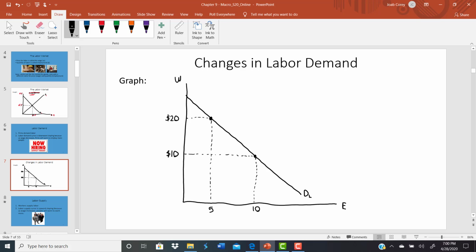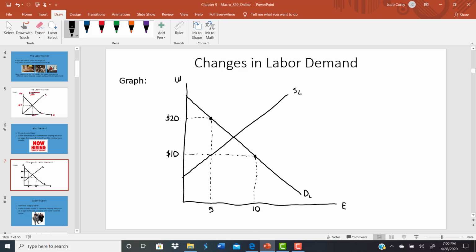So the quantity of labor being demanded when the wage is $20 an hour might be 5 individuals. The quantity of labor being demanded when the wage is $10 an hour would be 10 individuals. Now, you're also going to have in the same graph an upward sloping supply curve. We'll talk about how to derive that supply curve in a second.